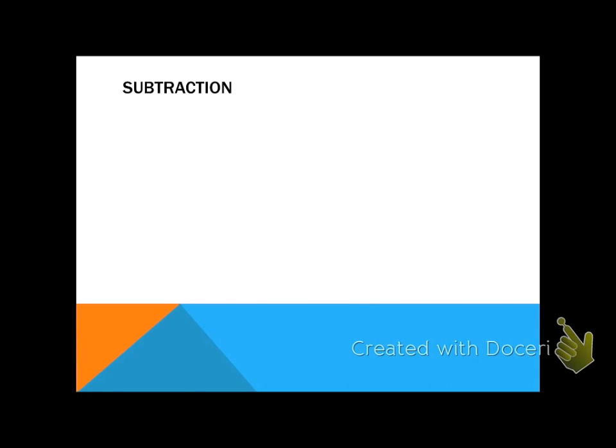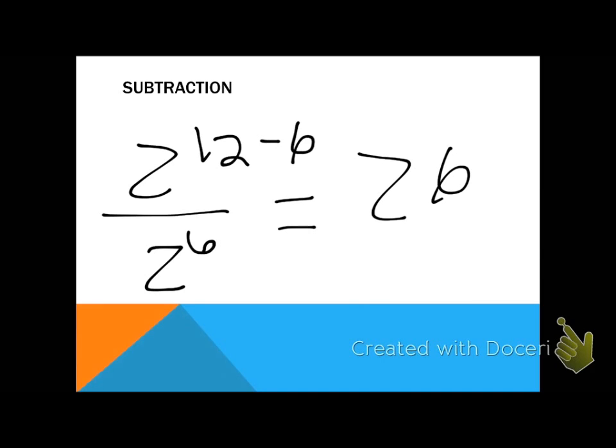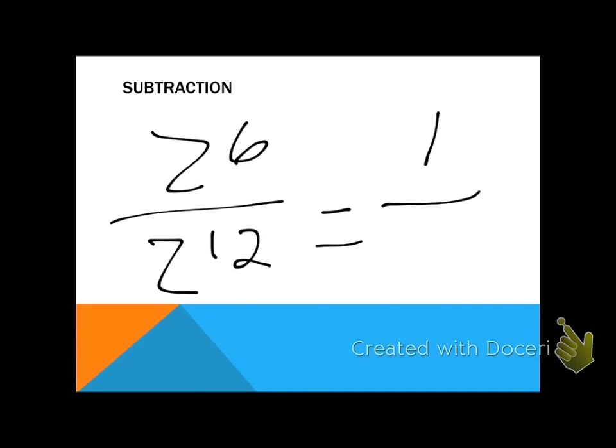So when dividing terms with like bases that have exponents, you subtract the exponents and do nothing to the bases. So say we got z^12 over z^6. That would equal z^6 because you just subtract 6 from 12 and you get that. You could also do it the other way around and have the 6 on the top and the 12 on the bottom, and that would just equal 1 over z^6.